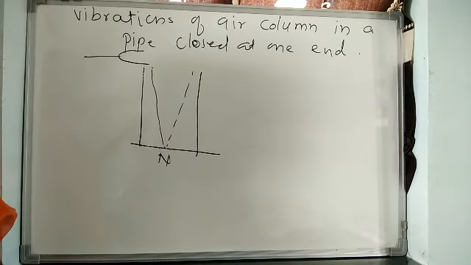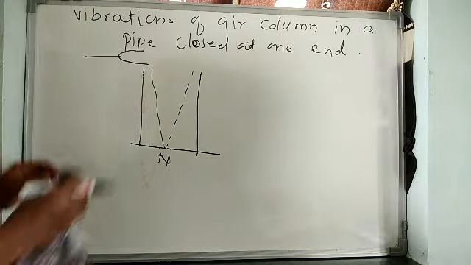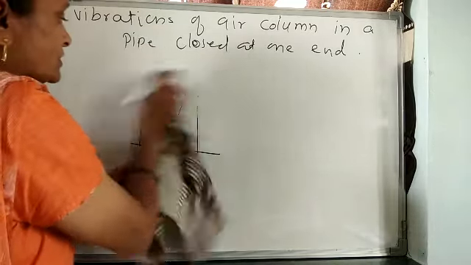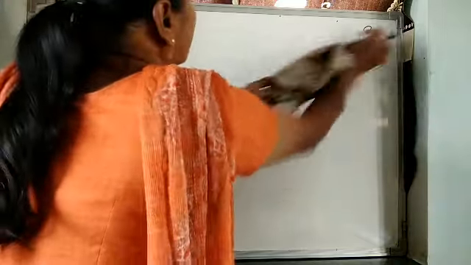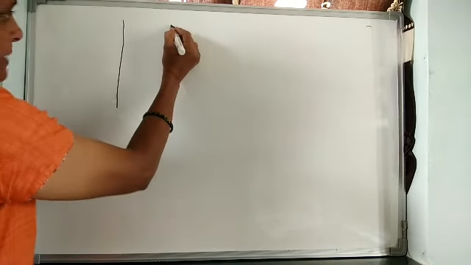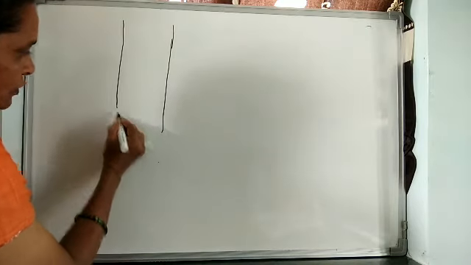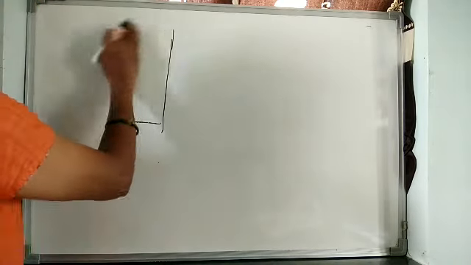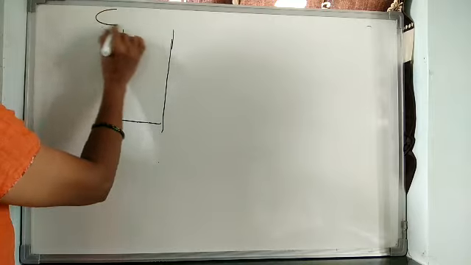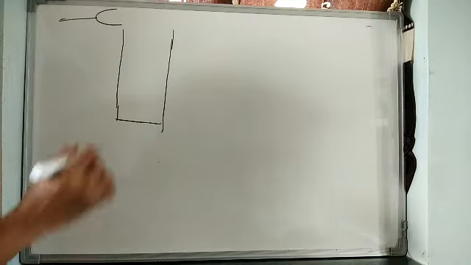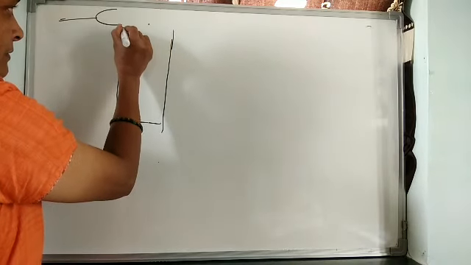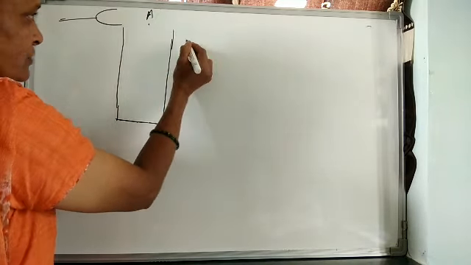Now, how the air column vibrates in different ways, that we are going to see. The first mode of vibrations of an air column in a pipe closed at one end is shown in this diagram. With the help of this diagram, we can explain that. As you can see, a vibrating tuning fork is held near its open end. The antinode is formed at a little distance beyond it.